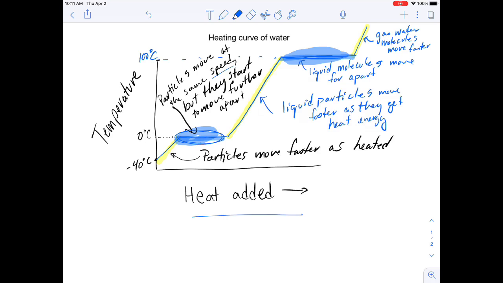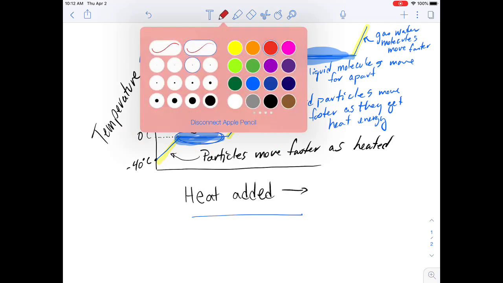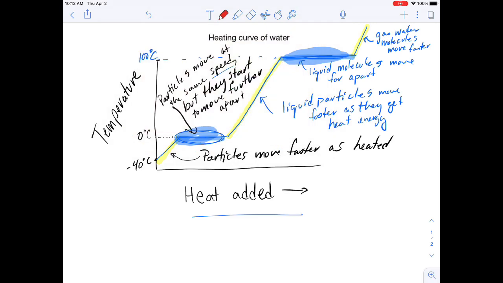And so the heating curve of water is important because when we talk about climate, what we want to understand is that the oceans, which are liquid, take a lot of energy to change their temperature. And when water evaporates in the ocean, it's using that energy to become a gas. But those gas particles in the air can also get heated up.